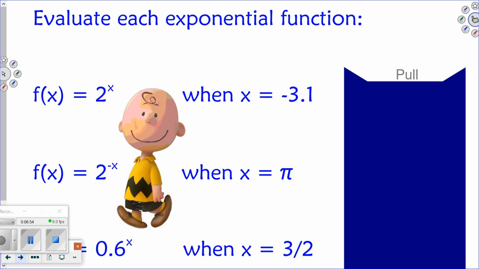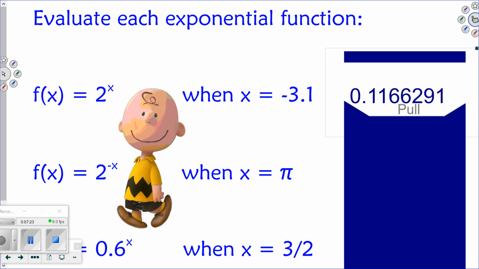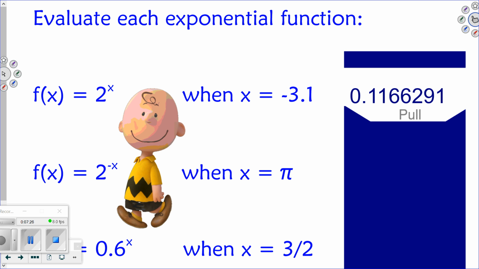All right, so let's look at just some basic calculator function buttons. Let's make sure we're okay here. Can you evaluate 2 to the x power when x is negative 3.1? Grab your calculators. And what is 2 to the negative 3.1 power? Did you get an answer? What'd you get? A decimal. That's what your decimal should have looked like, something like that.